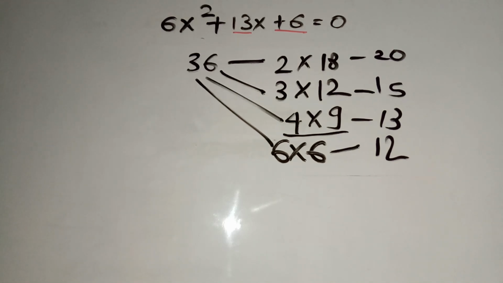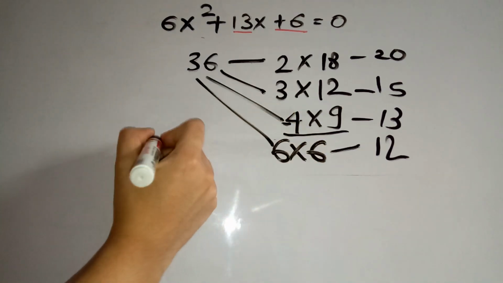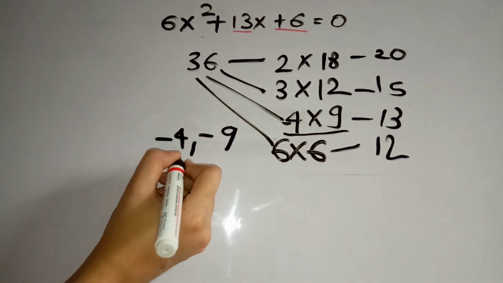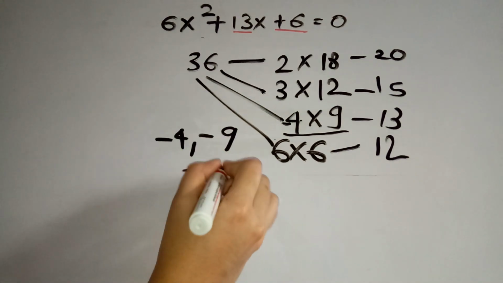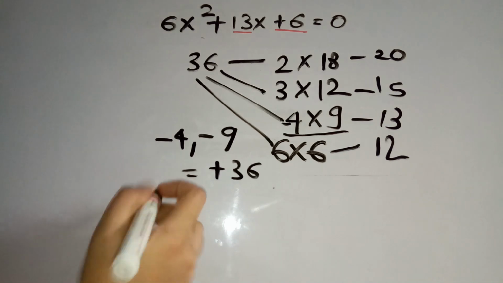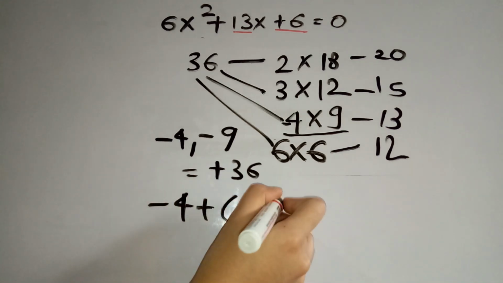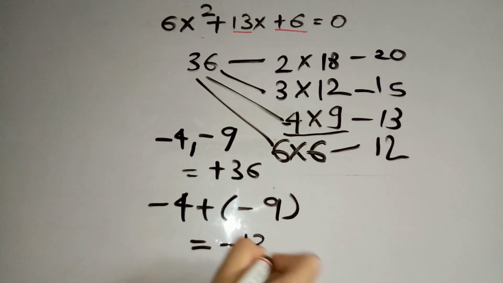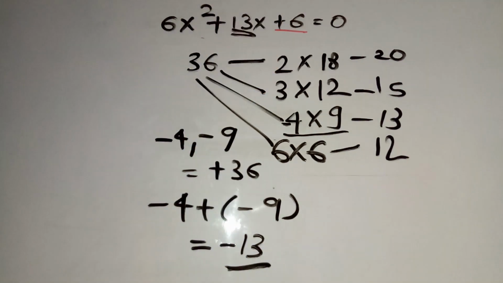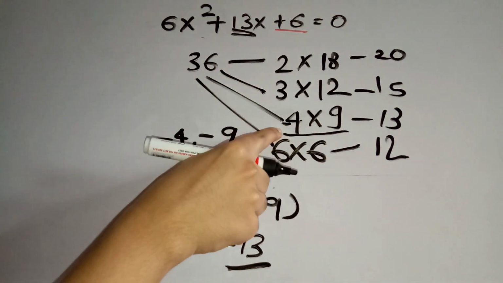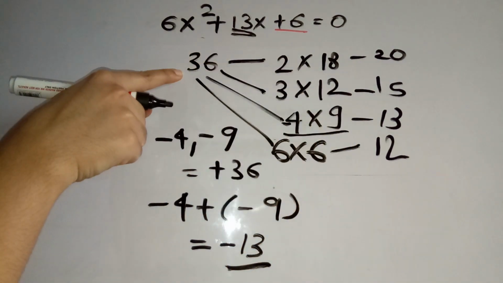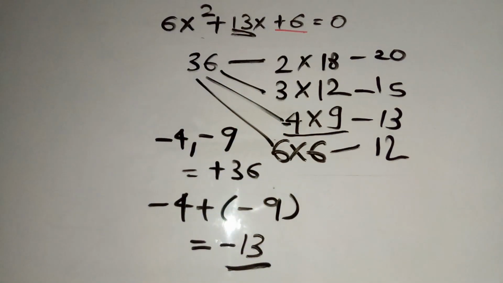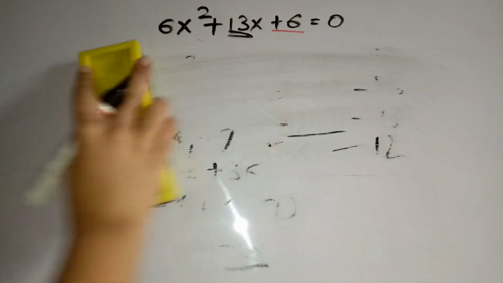Now here remember, these factors can be minus 4 and minus 9 as well, right? Because minus 4 into minus 9 is equals to plus 36 obviously, but minus 4 plus minus 9 is equals to minus 4 minus 9, which is minus 13. So this is not equals to plus 13. So these are not the factors, these are the factors because their multiplication is the same as per our a into c and their addition is equals to b. Now remember 4 and 9.